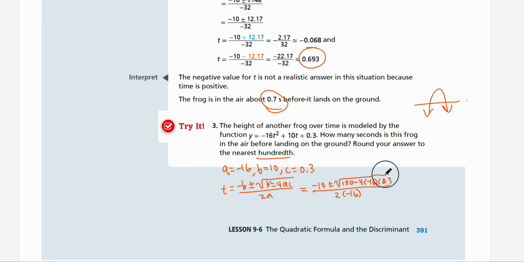And so you can solve it by hand, or you can use a calculator. And if you use a calculator, you'll get something like 0.65. So it's going to be about 0.65 seconds, rounded to the hundredths.